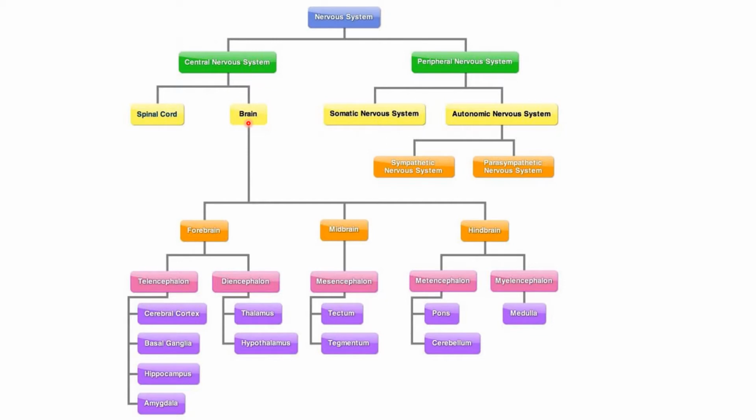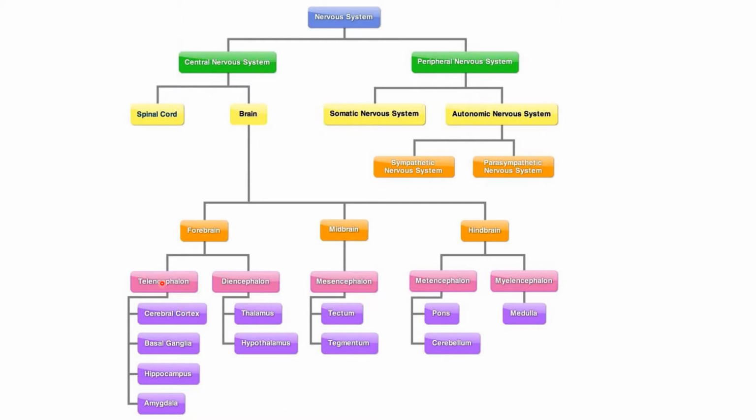Further parts of the brain are the forebrain, midbrain, and the hindbrain. The forebrain develops from the prosencephalon, the parts of which are telencephalon and diencephalon. The midbrain develops from the mesencephalon. The hindbrain develops from the rhombencephalon, the parts of which are metencephalon and myelencephalon.